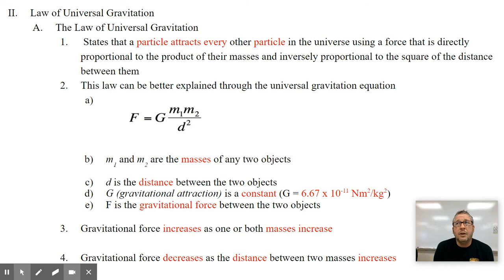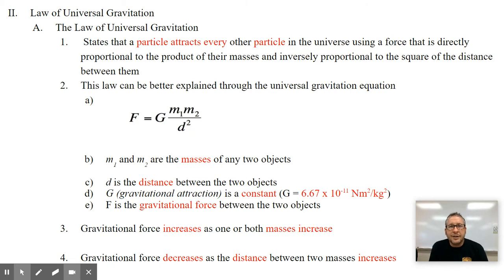But we don't necessarily have to use this formula to help us get an idea of certain things here. And it's called the law of universal gravitation. And really, to put this scientifically, it states that particles attract every other particle in the universe using a force that is directly proportional to the product of their masses and inversely proportional to the square of the distance between them. So let's stop there. Let's talk about that.